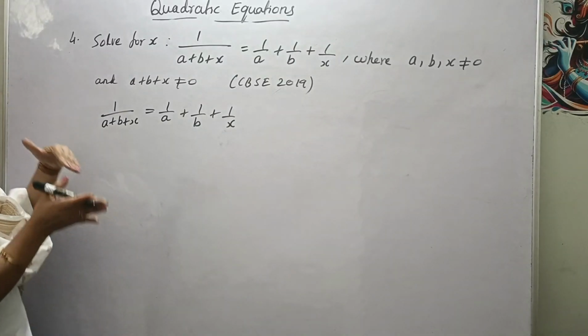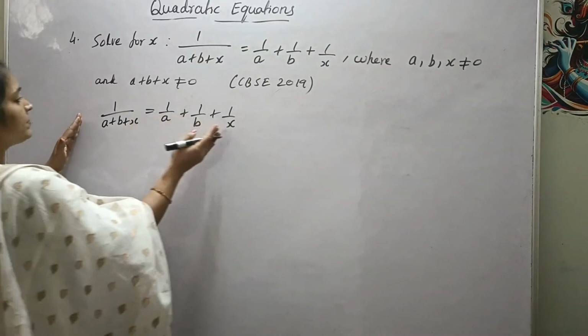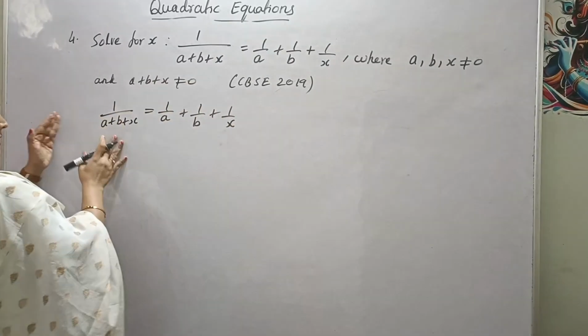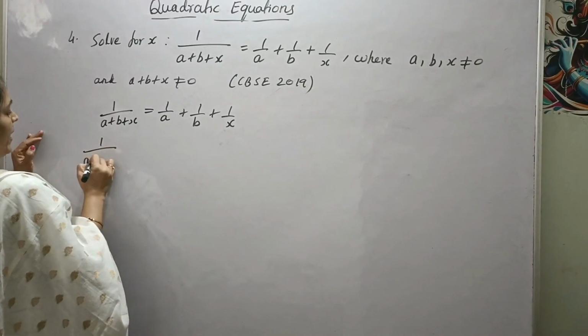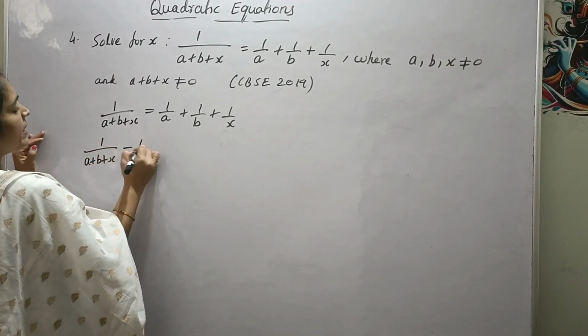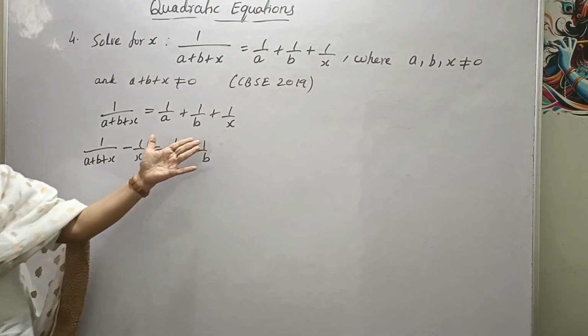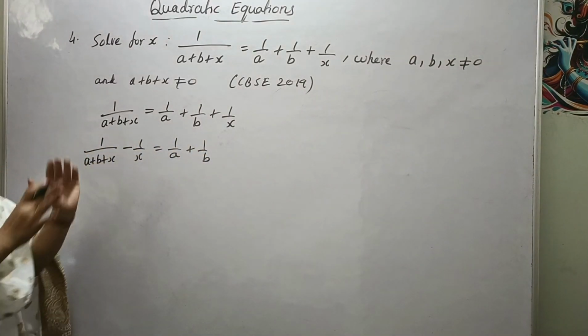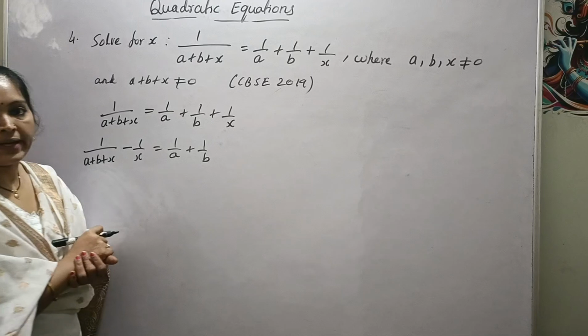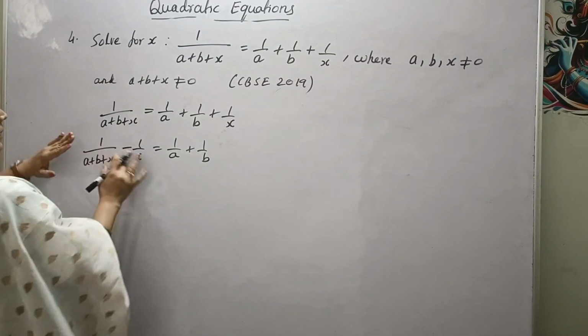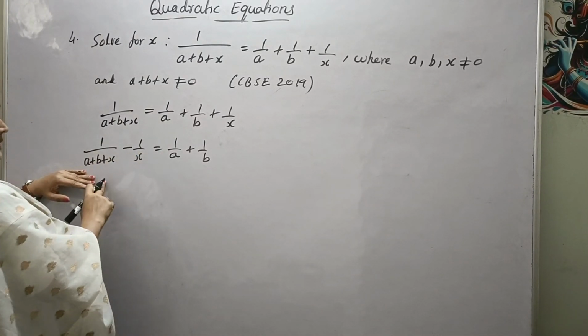So, let's take the x variable to one side. Let's take this 1 by x this side. So, 1 by a plus b plus x minus 1 by x is equal to 1 by a plus 1 by b. See, we have taken 1 by x to the left side so that constant terms remain on one side. Now simplify by taking the LCM.